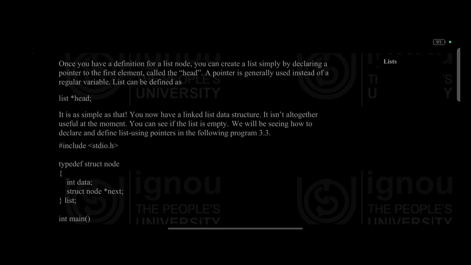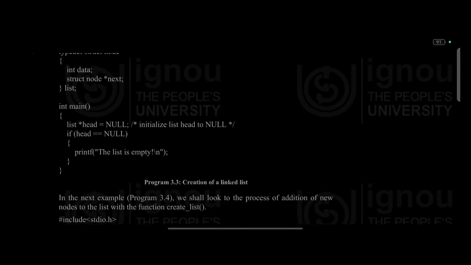We will be seeing how to declare and define list using pointers in the following program 3.3. #include <stdio.h> typedef struct node { int data; struct node *next; } list; int main() { list *head = NULL; Initialize list head to null. If head is equal to null, printf the list is empty \n.